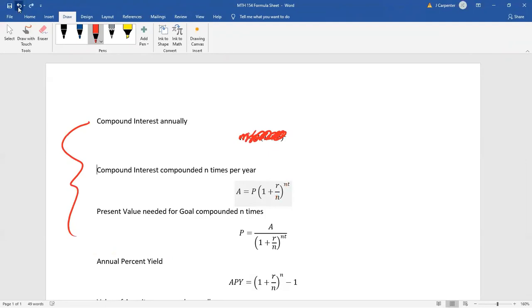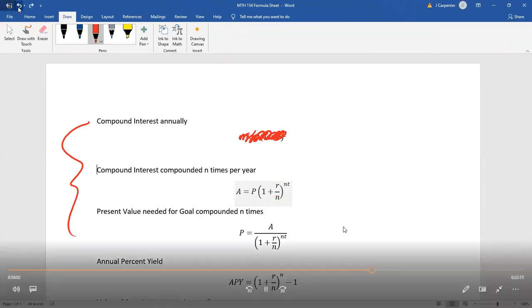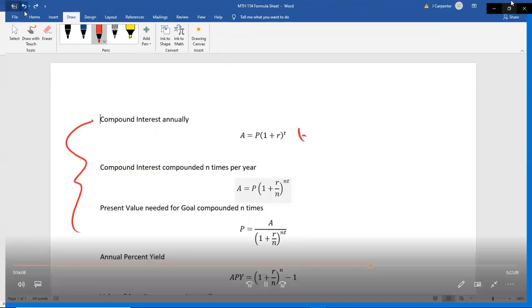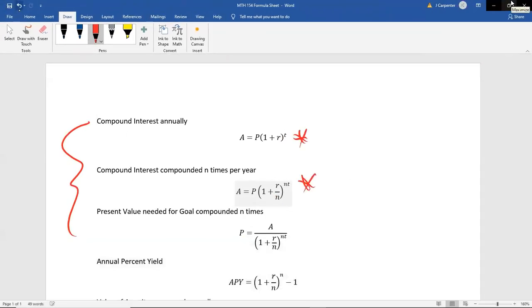That's why I've mentioned over and over that I really don't need to give you this formula. And I used to not give it to students, and I still believe you should memorize it. So how do you know whether to use the first one or the second one? It's all about whether we compound annually or if we compound more than once per year.